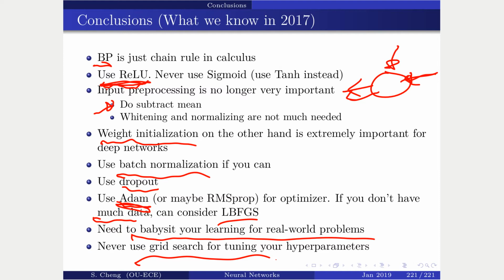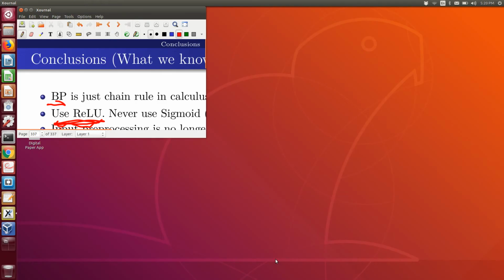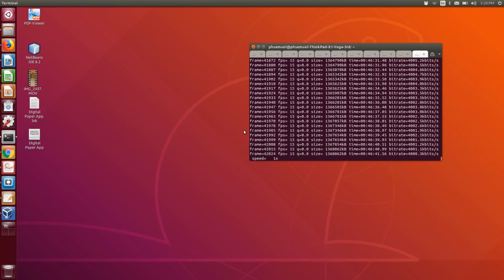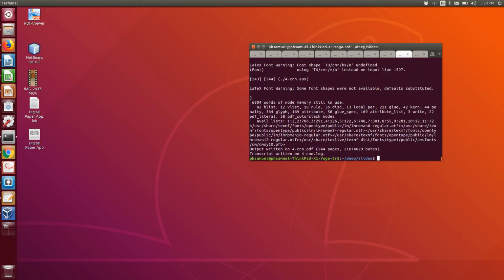I don't know whether I should start anything. So that's the plain vanilla neural networks. Maybe I just start a little bit for the CNN.